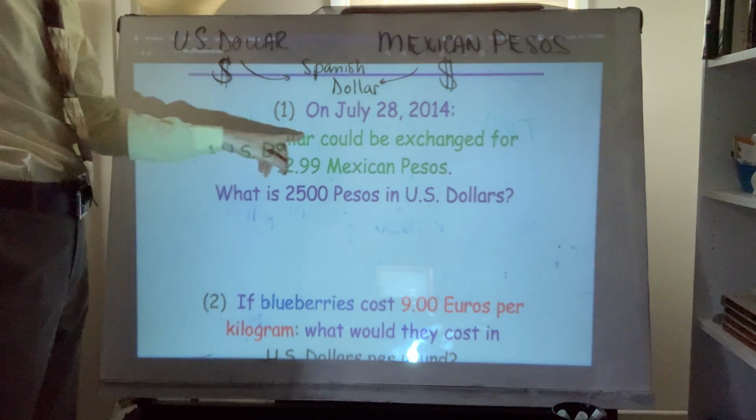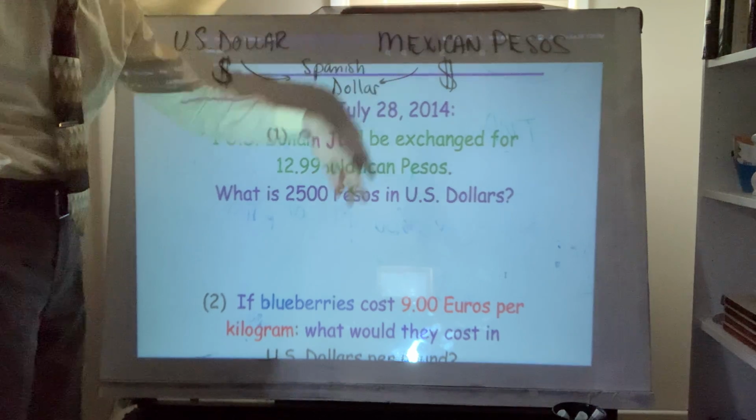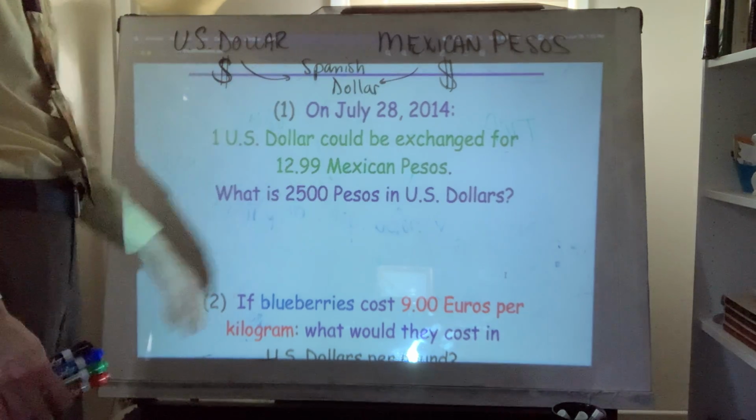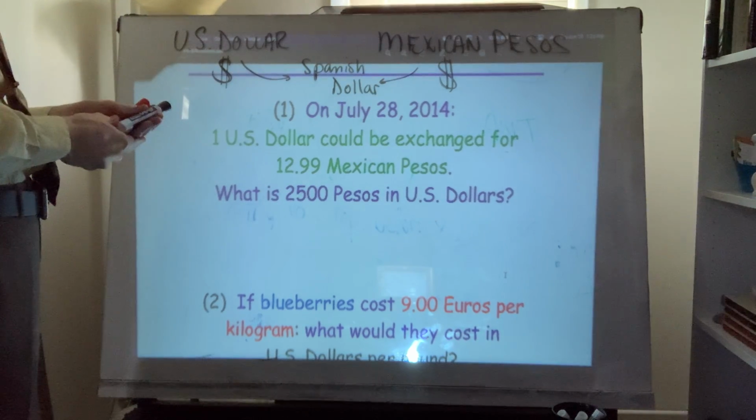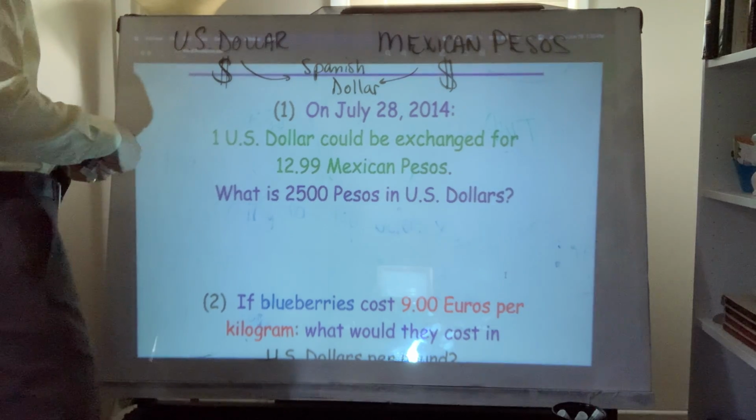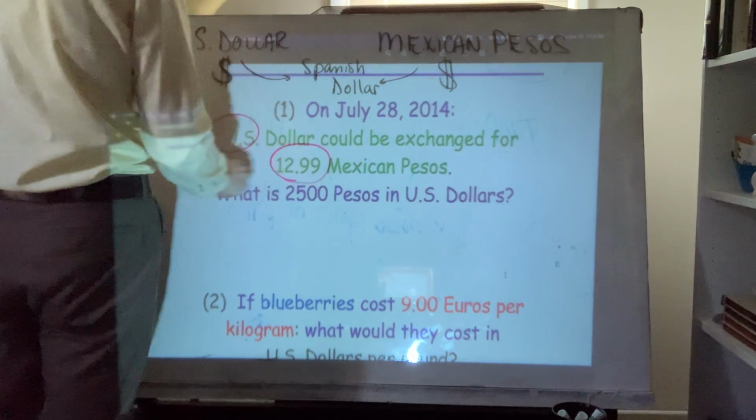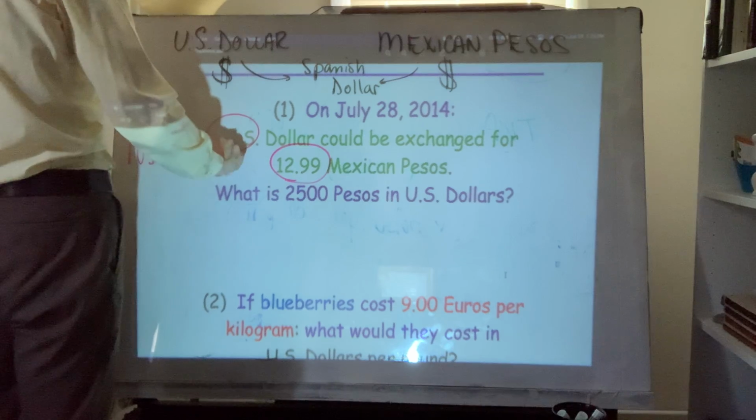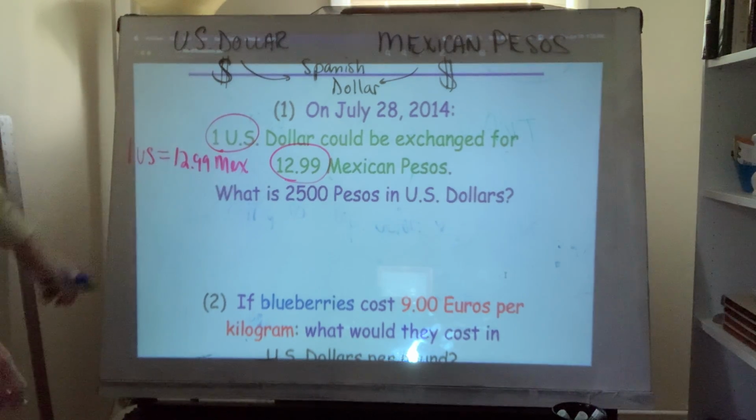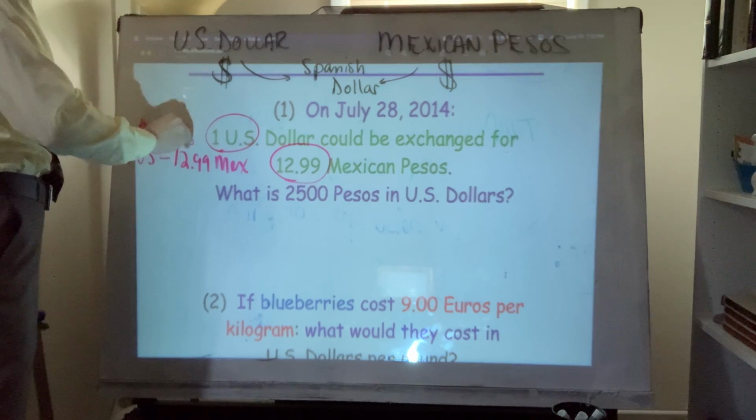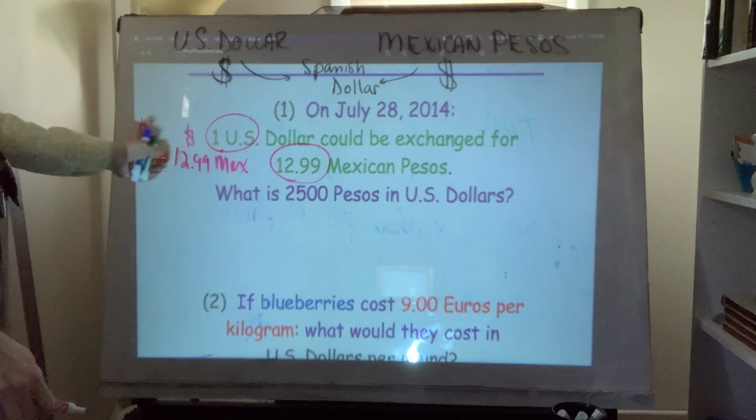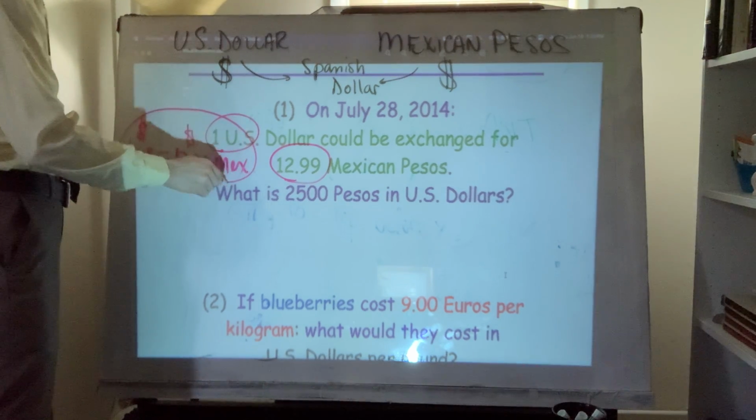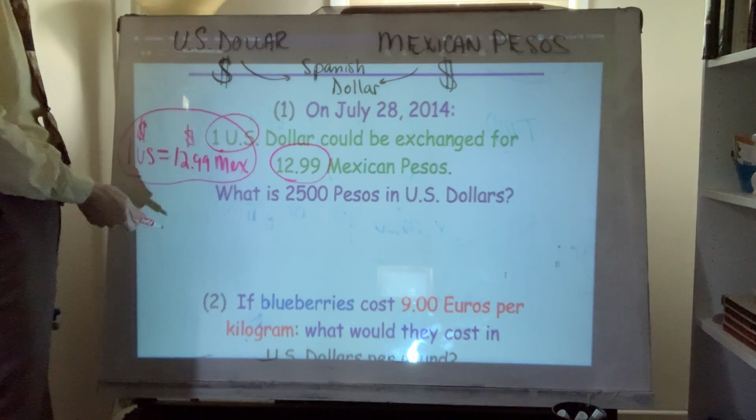Anyhow, the US dollar could be exchanged for this. The reason why the date is important is because exchange rates change every day. So this is what it was on July 28th of 2014, all right? What does that mean? It means that in theory, this was a conversion factor that might have been written this way. 1 US is equal to 12.99 Mexican, or vice versa. You can't get away with using the dollar symbol because it's the same symbol in this case, so you're going to have to stick with words here. However, that is the equation style of writing the conversion factor.